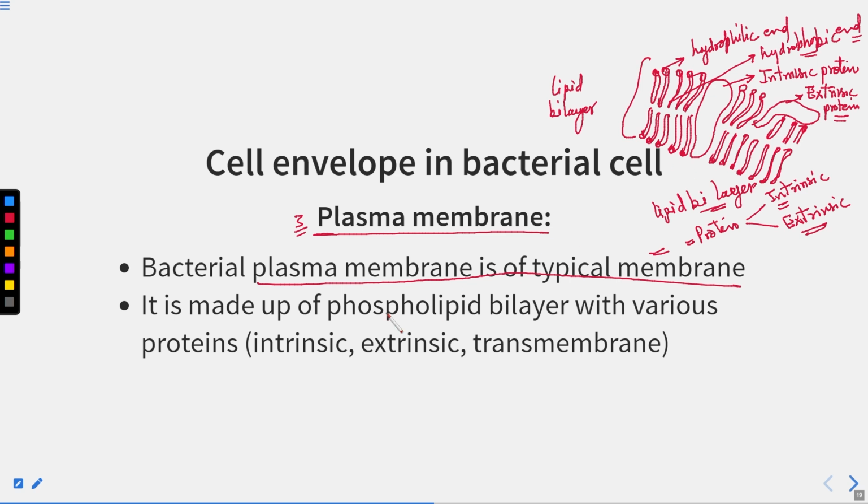So it is made up of a phospholipid bilayer. What type of lipid is there? Phospholipid. Very important. A phospholipid bilayer with various proteins: intrinsic, extrinsic and transmembrane. Sometimes there are transmembrane proteins that span the membrane at this level, which is why they are called transmembrane proteins. This is the typical type of membrane present in the normal bacterial cell also.